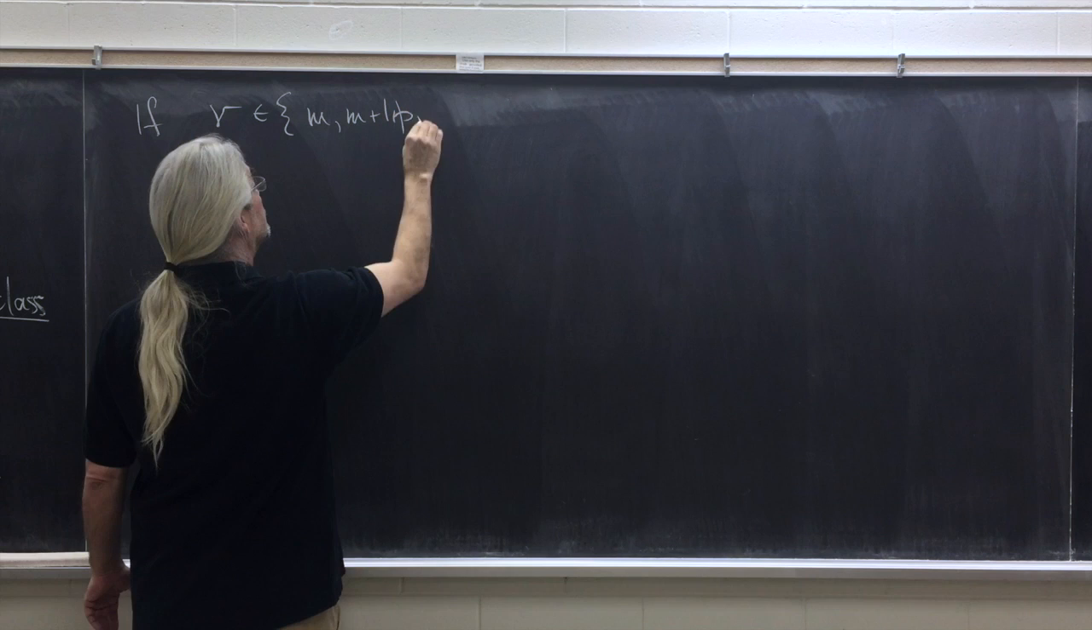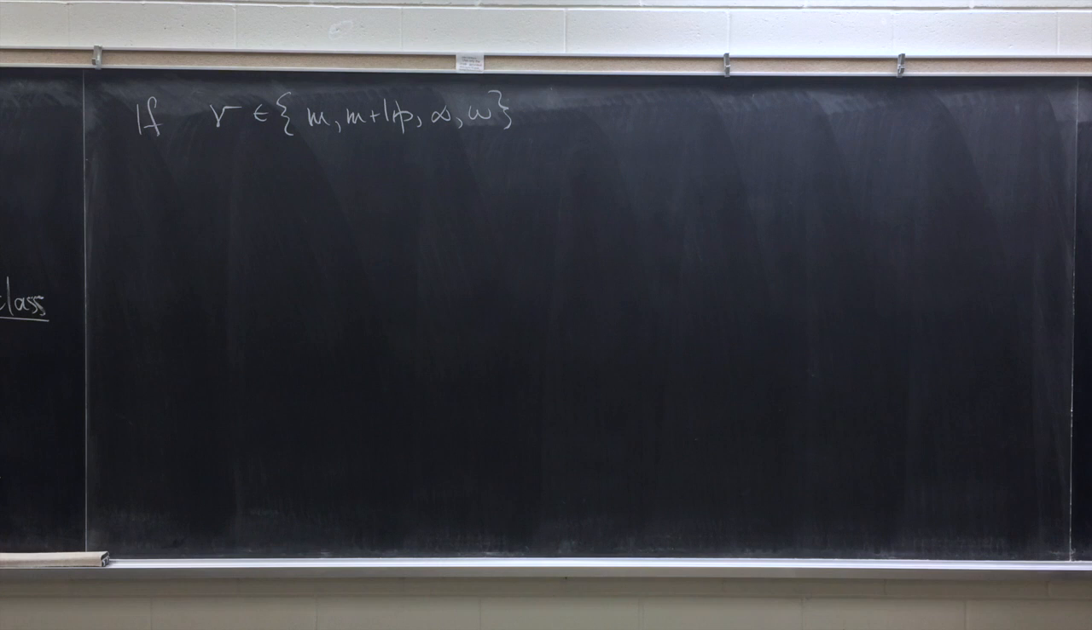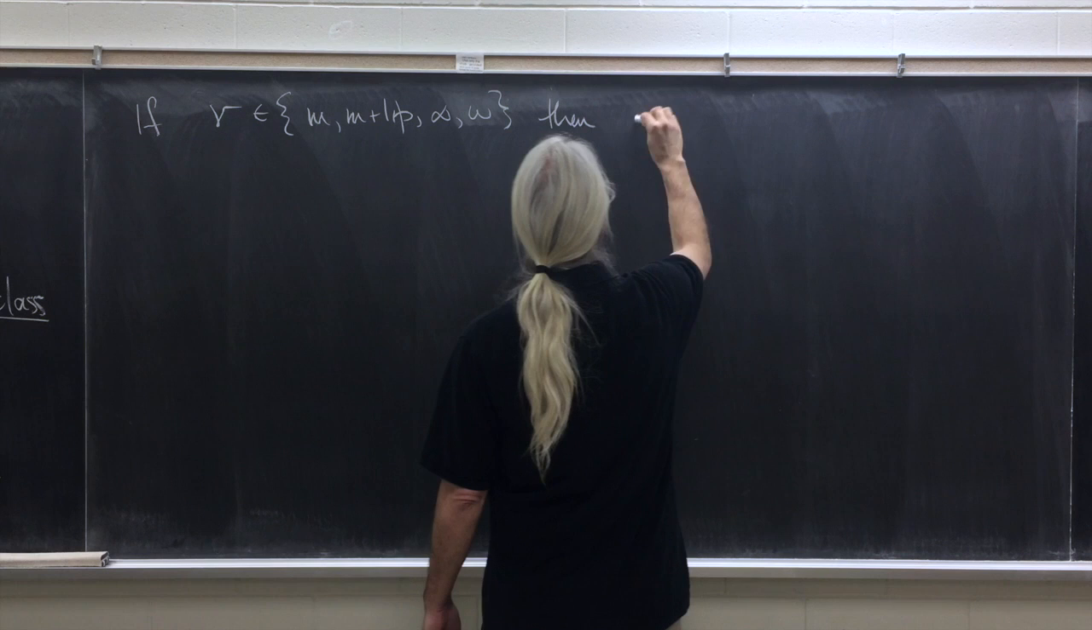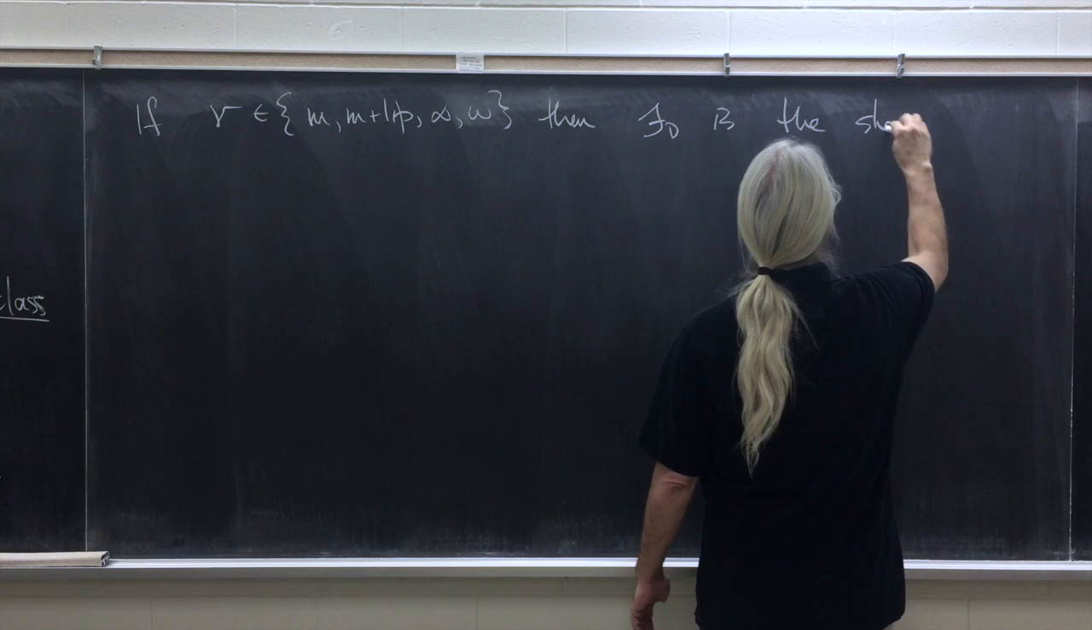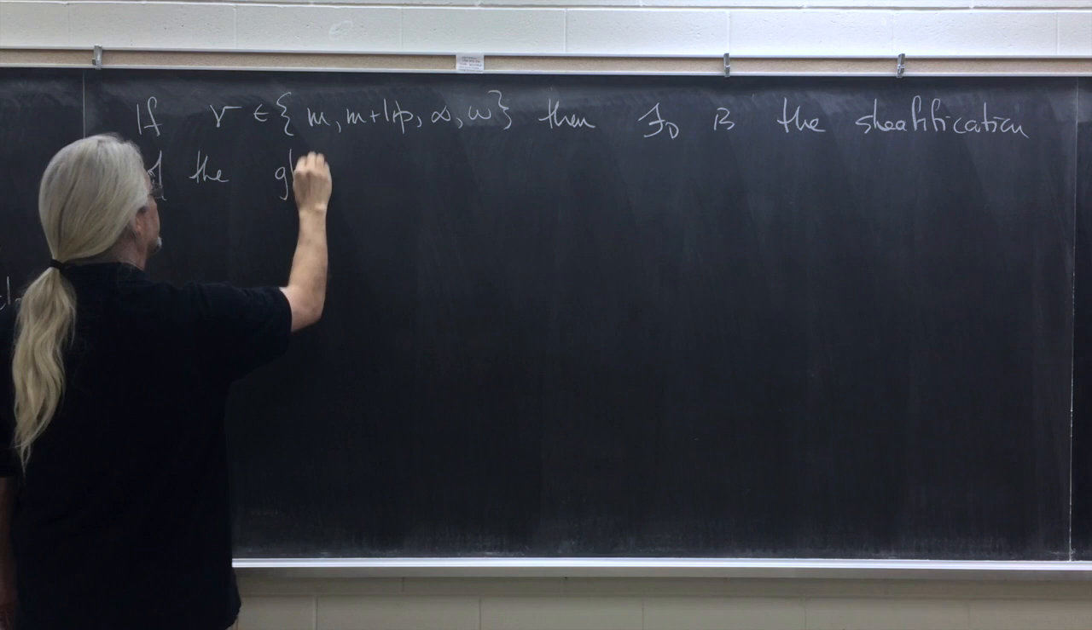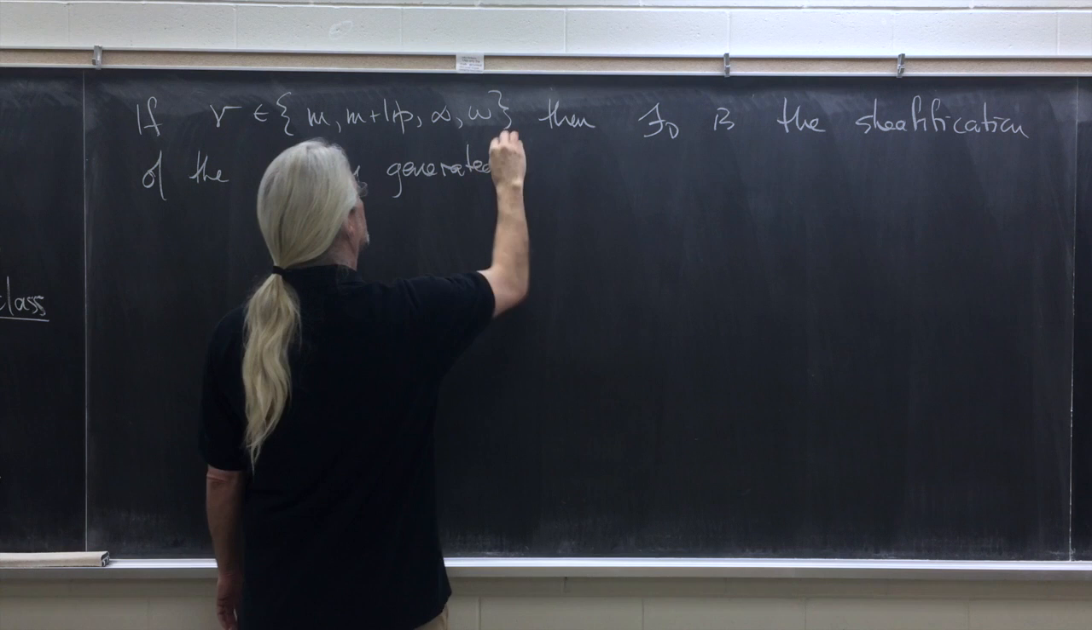If nu is of one of those regularity classes, so the only thing missing from that list is the holomorphic case, then the statement I'm about to make is not generally true in the holomorphic case. So if I have a distribution with this kind of regularity, then what's true is that FD is the sheafification of the globally generated pre-sheaf associated.